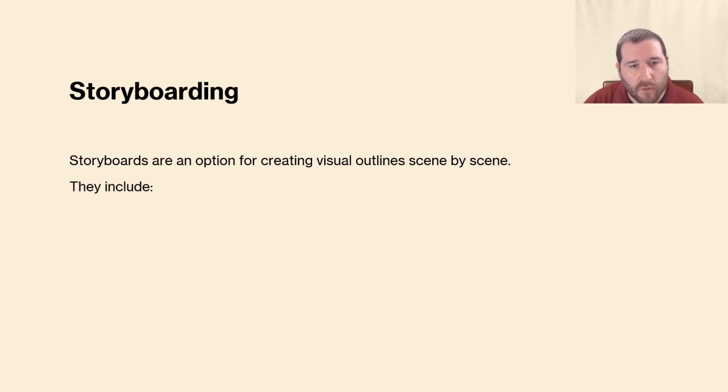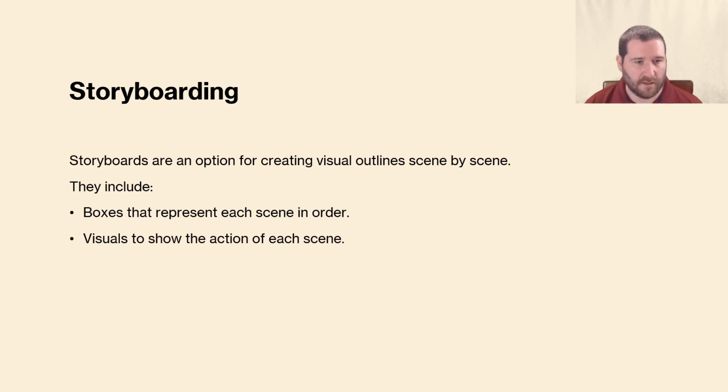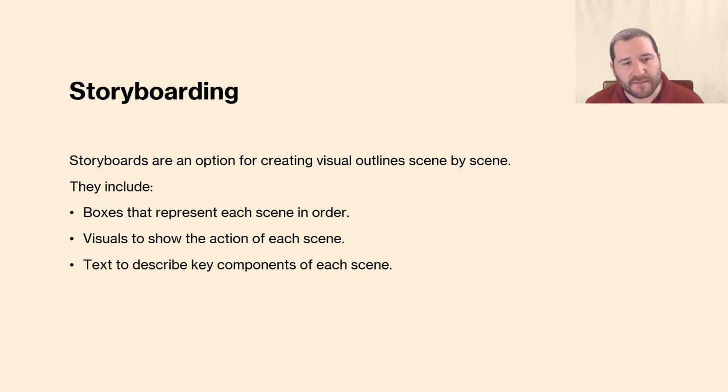And these storyboards usually include a box that represents each scene in order, a visual to show the action of each scene, and then usually some text to describe key components of the scene. Okay, a lot of storyboards in the world of movies and film are done by hand with illustrations. Okay, we're not going to be quite as technical.